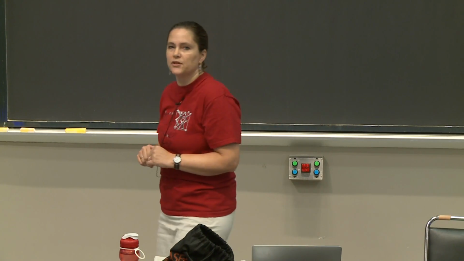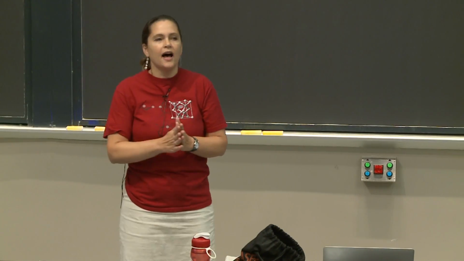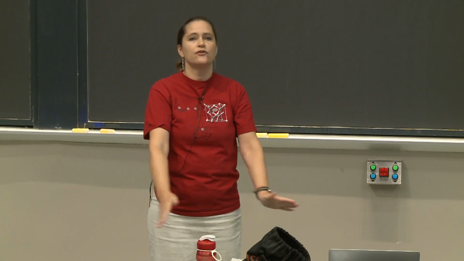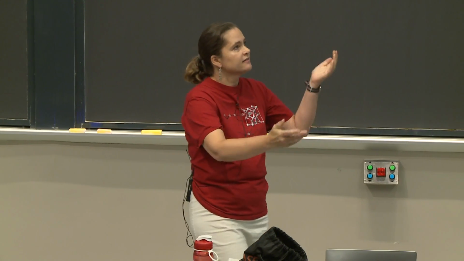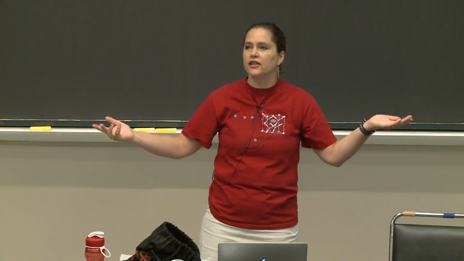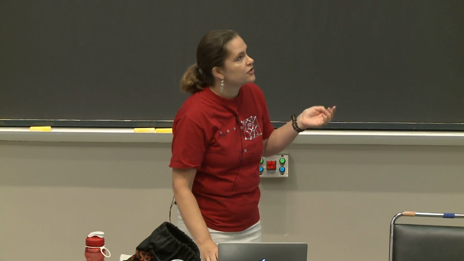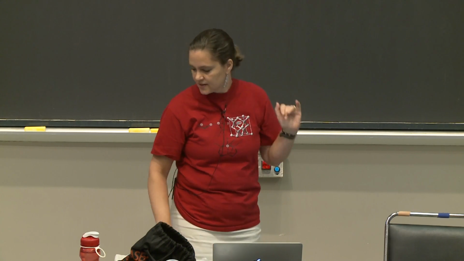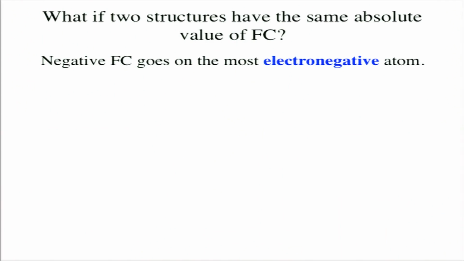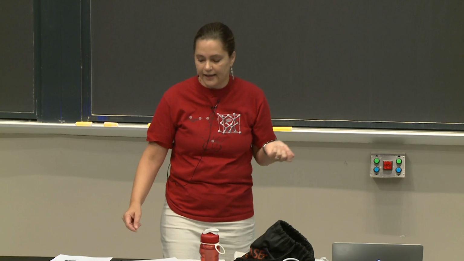So we're going to have more examples of that as we go along. But now, what if you had calculated formal charge and they're all the same? How do you know which structure is correct? This is the top of page 4 from the handout. You have 2 valid Lewis structures that have the same formal charge. How do you know where it goes? And the answer is that the negative formal charge should go on the most electronegative atom.